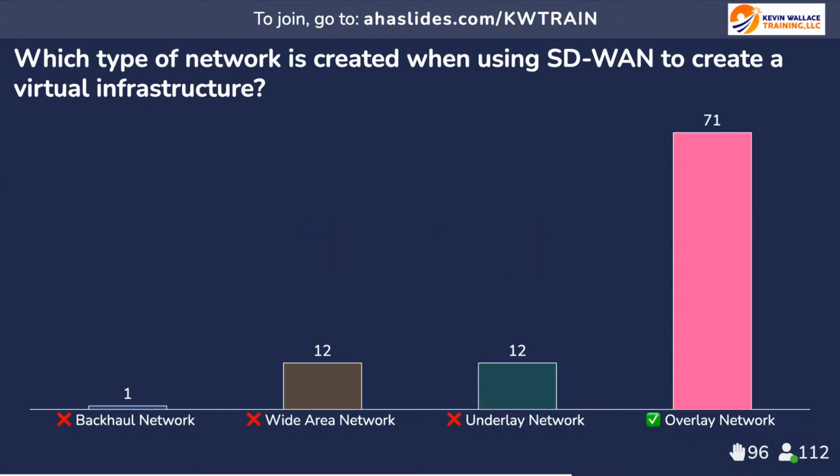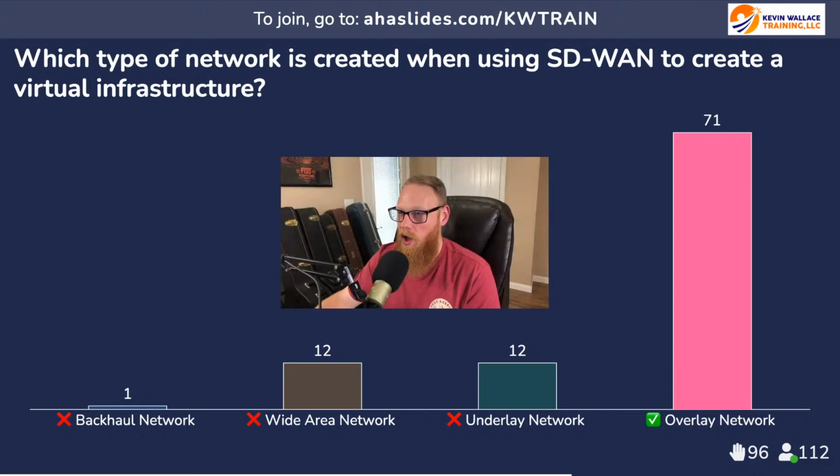And time is up. The correct answer is, of course, overlay network. SD-WAN solutions are going to create a virtual overlay network that is built on top of the actual physical infrastructure. So the physical infrastructure is what we call the underlay network. The virtual infrastructure is the overlay network. A couple of examples of that would include something like voice over IP. Virtual private networks are another example of that. So we're creating an overlay network on top of existing physical infrastructure.